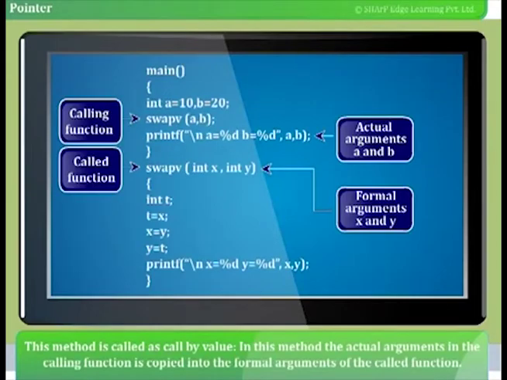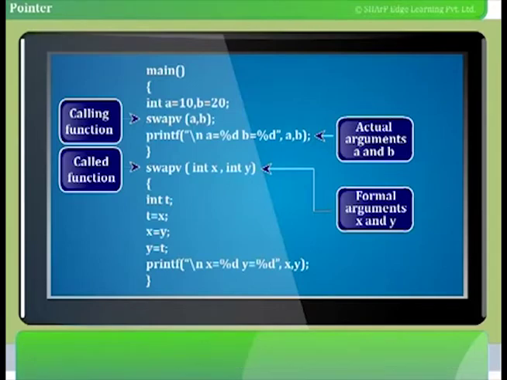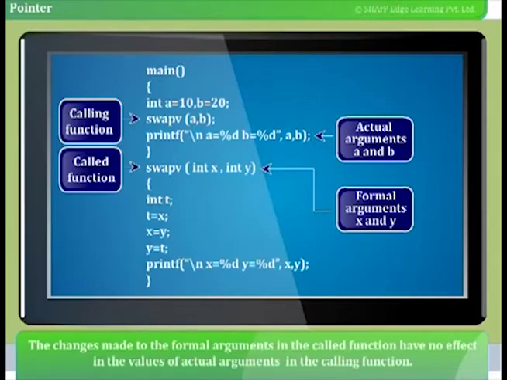This method is called call by value. In this method, the actual arguments in the calling function are copied into the formal arguments of the called function. The changes made to the formal arguments in the called function have no effect on the values of the actual arguments in the calling function.